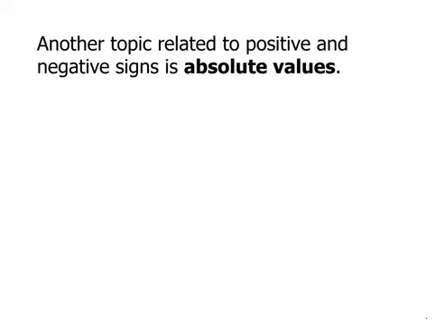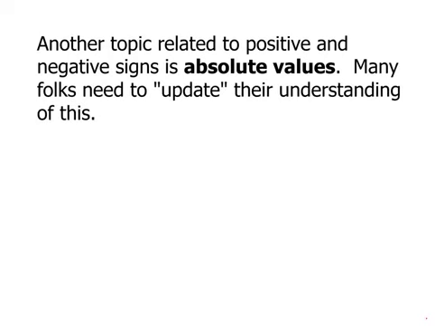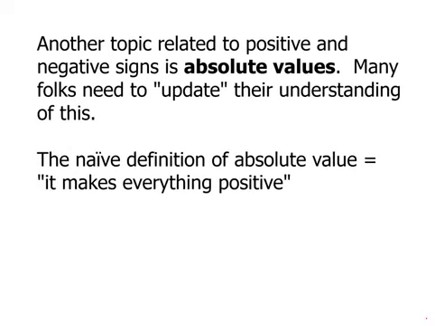Another topic related to positive and negative signs is absolute value. Many folks need to update their understanding of this. The naive definition, kind of a middle school definition of absolute value, is it makes everything positive. And this is a little problematic because, yes, it is true that it keeps a positive number positive, it makes a negative number positive, but it's also true that the absolute value of 0 is 0. See, 0 is neither positive nor negative, so it doesn't make 0 positive, it leaves it as 0. And so that's actually an important distinction there.